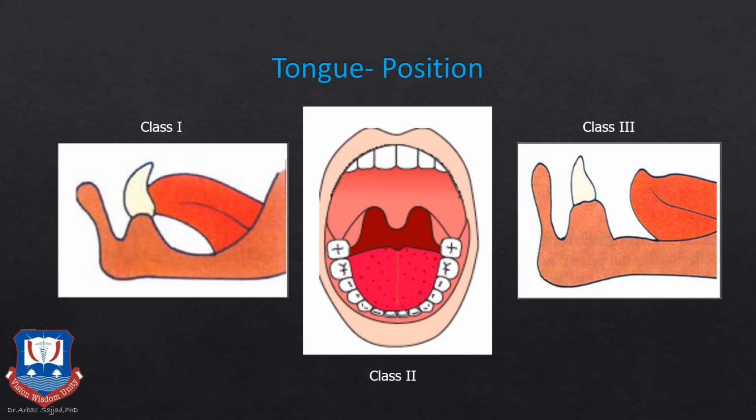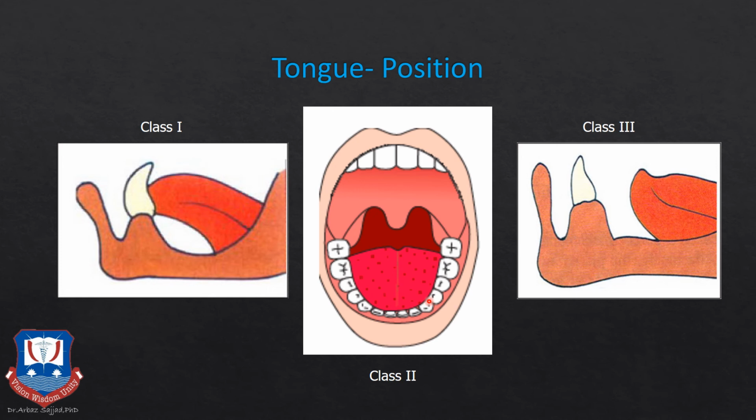So next is the position of the tongue. What position the tongue is in when the patient keeps his mouth open at rest. Class 1 is the tip of the tongue is just below the incisal edges of the mandibular anteriors and the floor of the mouth is not raised. In class 2 also the tip of the tongue is just below the incisal edges of the lower anteriors, but the tongue is broadened and flattened and the floor of the mouth goes down.